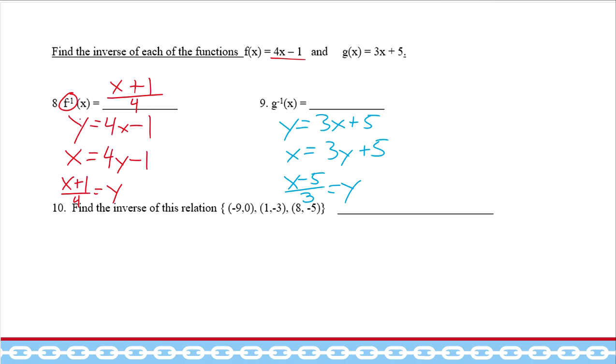Okay, fourth step, replace the y equals with that g to the negative 1, the inverse notation, right? So x minus 5 over 3. Finding the inverse of a relation, you're simply switching x and y, right? So instead of negative 9 comma 0, switch them, 0, negative 9. Start off with 1, negative 3, becomes negative 3 comma 1. And then negative 5 comma 8.